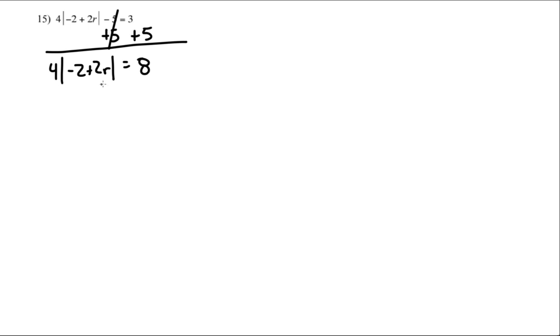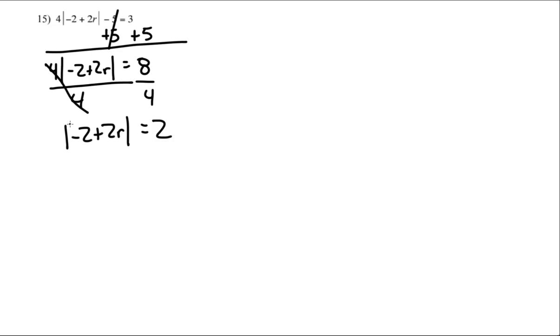And now again, I want to isolate what's in this absolute value right here. So I can do so by dividing both sides by 4. If I divide by 4, then this cancels. So I divide both sides by 4, and I have the absolute value of negative 2 plus 2r. That's going to be equal to 8 over 4 is 2.